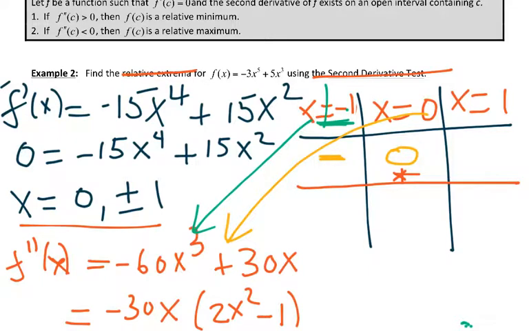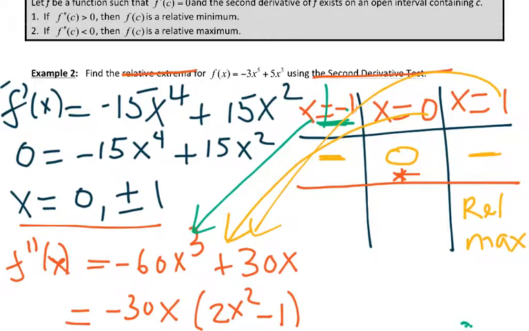I'm doing the same thing for the last point, which is 1. If you substitute the x value of 1 into the second derivative, I have negative 60 plus 30, which will give you a negative value. By looking at this, because it's negative, we can say it's a relative max.